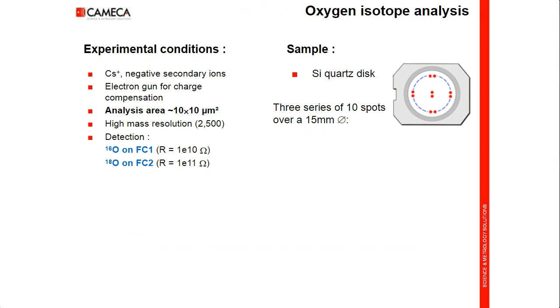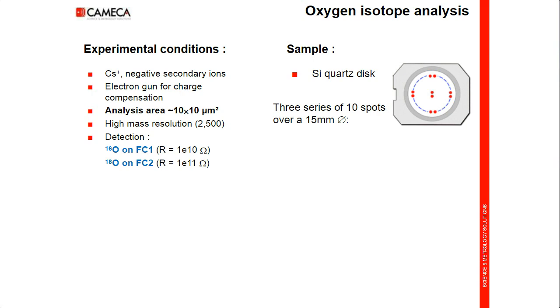We can see here experimental data obtained for oxygen isotope analysis on the 7f-GEO. The oxygen isotopes are measured using a cesium primary ion bombardment, detection of negative secondary ions. The measurements were performed on a silicon quartz disk, which is an insulator, so the electron gun was used for charge compensation. The analysis area was 10 by 10 micrometer square.